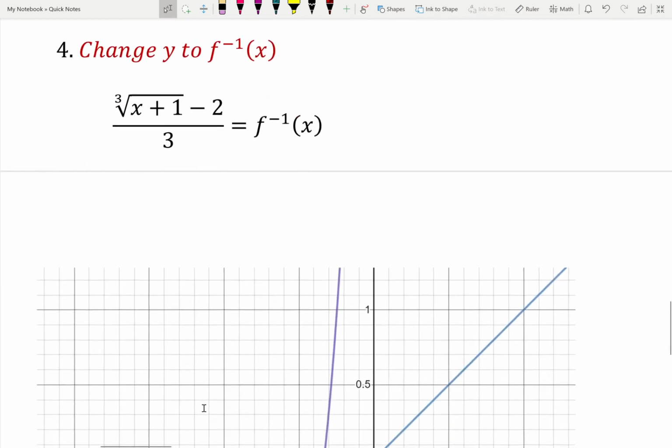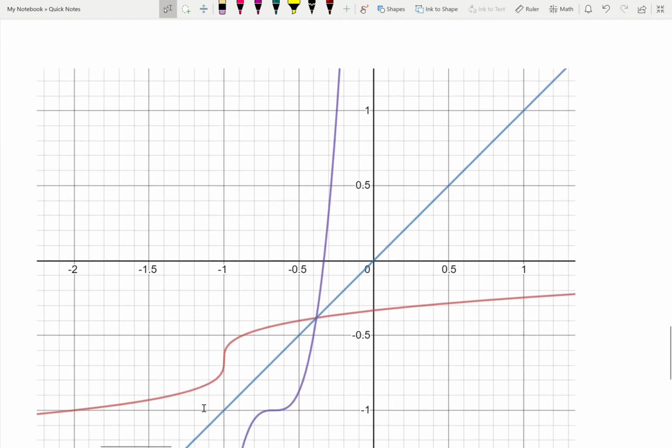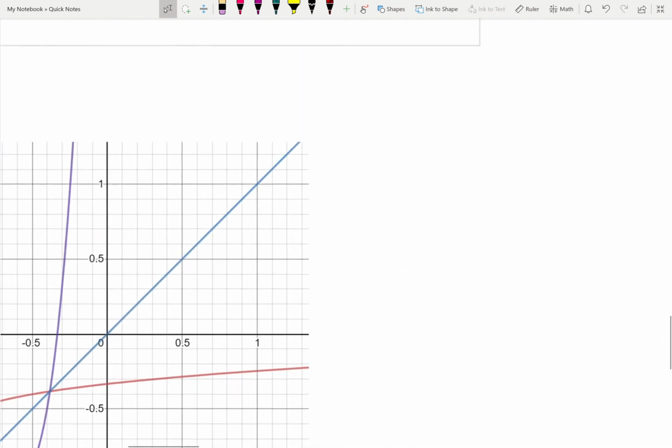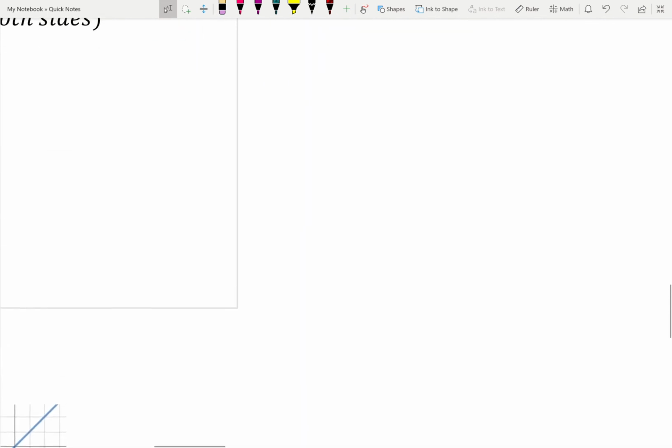So this purple line is our original function, and this red line is our inverse function. Notice, if I rotate that purple line around that blue line, I get to that red line. So to get to the inverse function, always flip your graph over the y equals x line. I don't know why I keep saying axis.